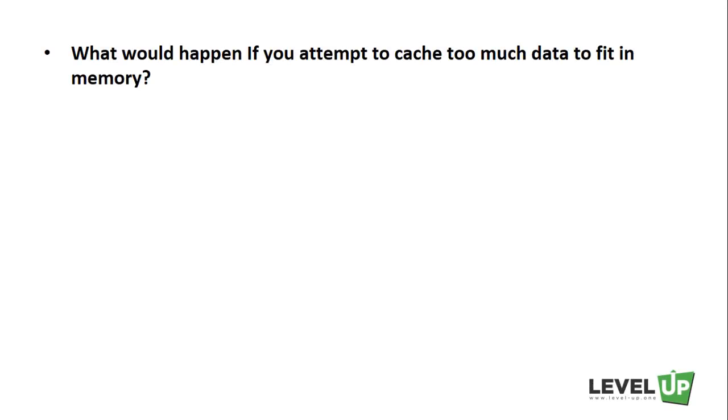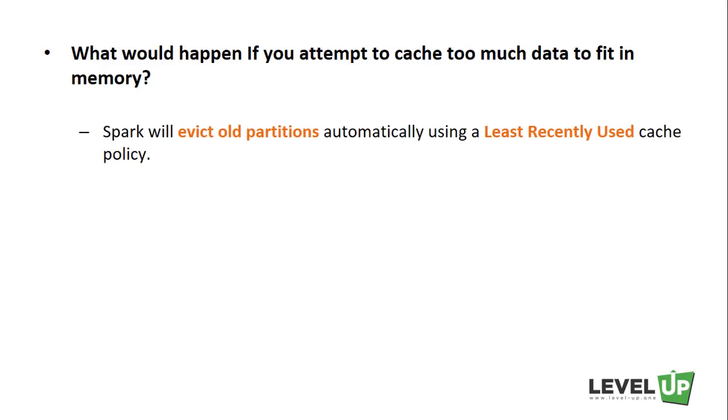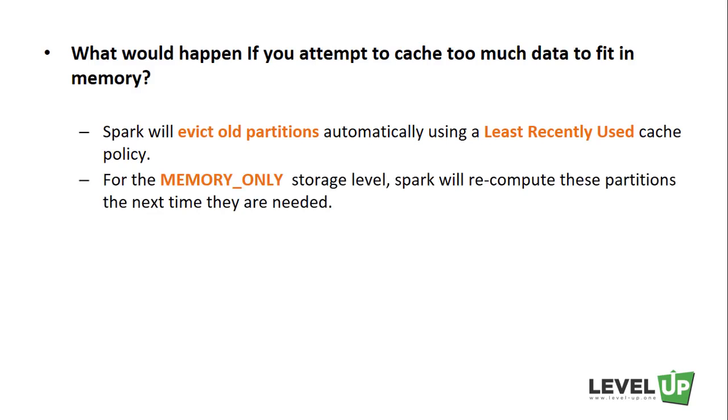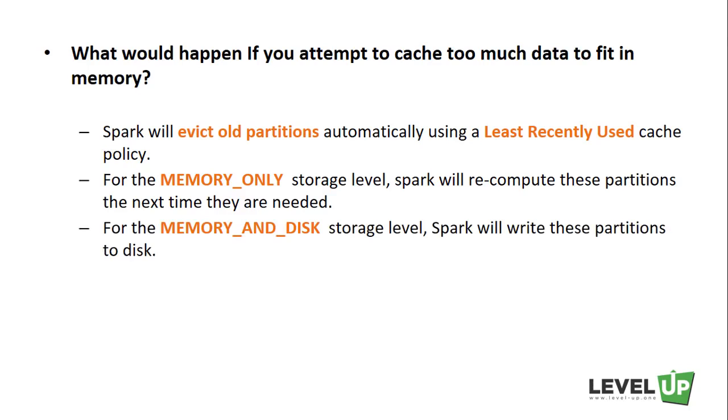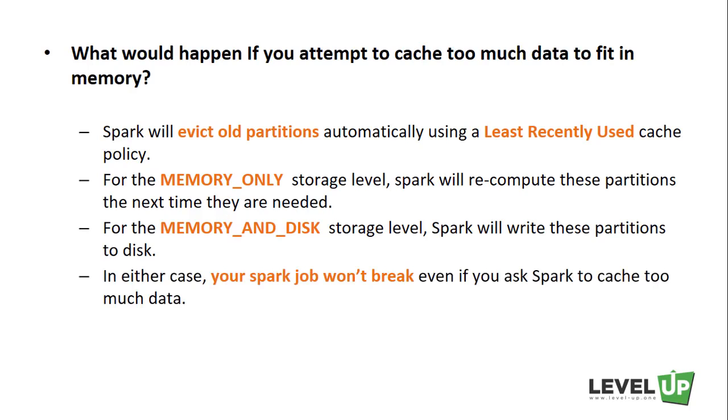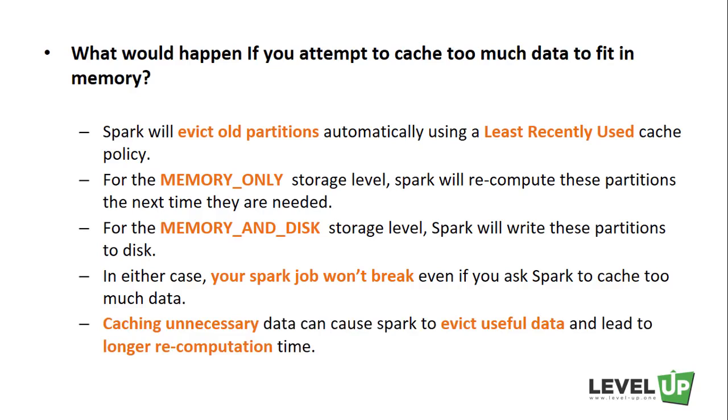What would happen if you attempt to cache too much data to fit in memory? Spark will evict old partitions automatically using a least recently used cache policy. For the memory-only storage level, Spark will recompute these partitions the next time they are needed. For the memory and disk storage level, Spark will write these partitions to disk. In either case, your Spark job won't break even if you ask Spark to cache too much data. But caching unnecessary data can cause Spark to evict useful data and lead to longer recomputation time.